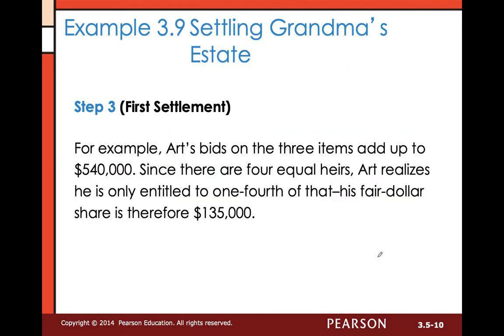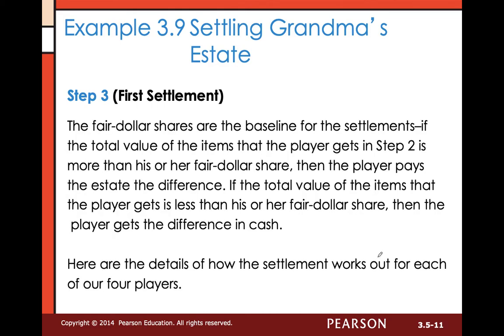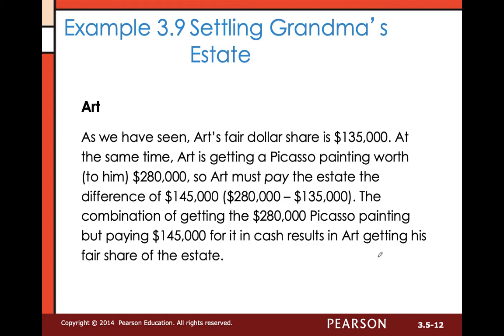Okay, so we've already talked about this, the settlement. All right, so the fair dollar shares are going to be the baseline for our settlements. If the total value of the items that the player gets in step 2 is more than his or her fair dollar share, then the player pays the estate the difference. If the total value of the items is less than his or her fair dollar share, then that player is going to get the difference in cash. So here's how that's going to work out for each of our players.